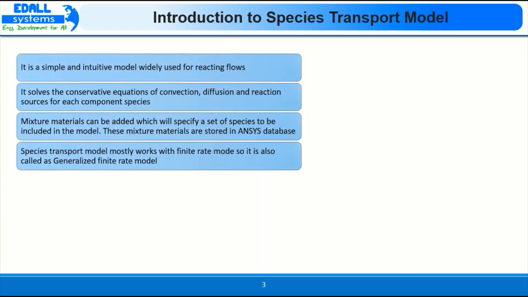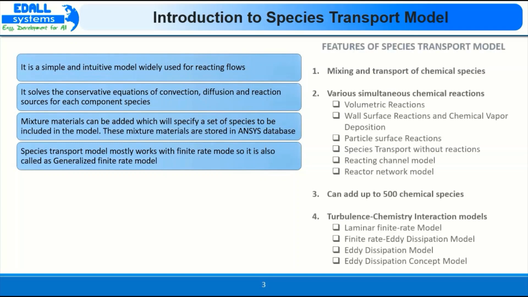Introduction to species transport model. This model is simple and it is widely used for solving reacting flows. The reason is it solves conservative equations of convection, diffusion and reaction sources for each component species. In species transport, we can add mixture materials which will specify a set of species to be included in the model. So some of the key features of this model are as follows.